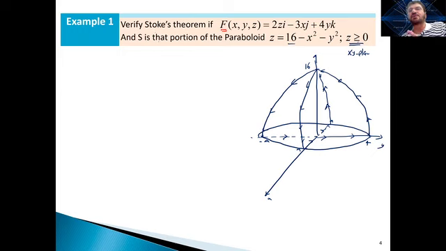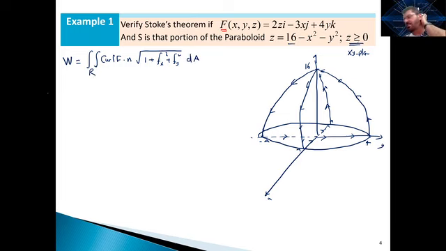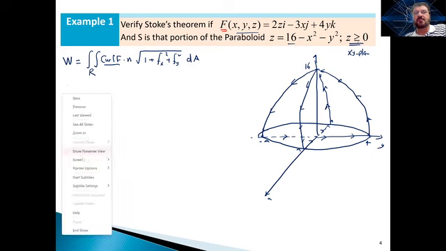We need to use Stokes' theorem. What's Stokes' theorem for finding? We need to find the work done. What's the work done equal to? It's the double integral of curl F dot N, times square root of 1 plus Fx squared plus Fy squared, dA over R. Let's take it step by step. I'm going to start with curl F because I know what F is. All right, so let's take the first one, which is actually curl F.